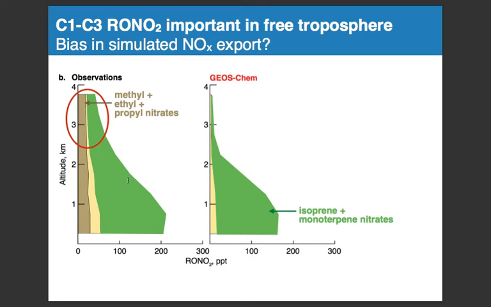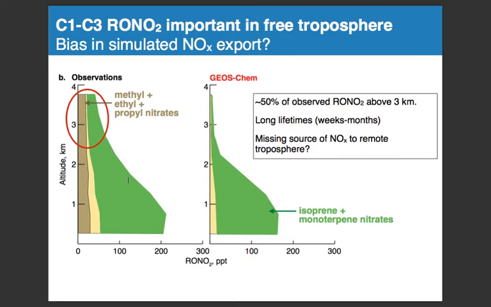The reason this might be of interest is because, unlike the isoprene and monoterpene nitrates, which are pretty reactive, these have long lifetimes of weeks to months, so they can be exported relatively far. Their main loss is through photolysis and oxidation, which is the pathway that recycles NOx. So it could be a missing source of NOx in the remote free troposphere that we haven't been including in the model.